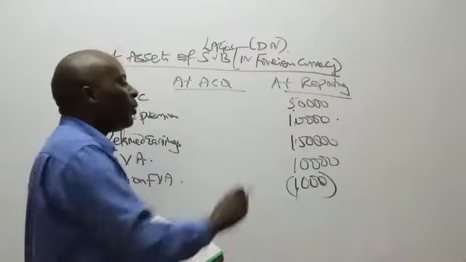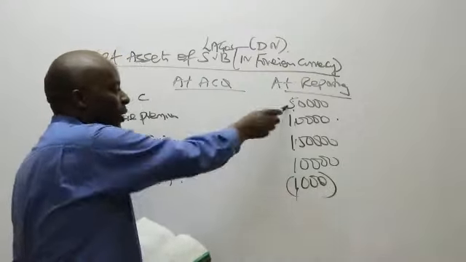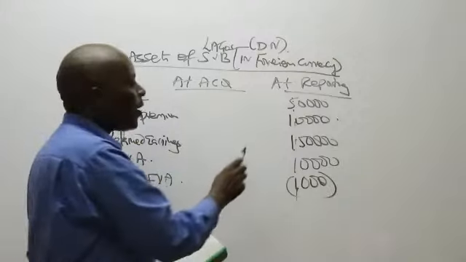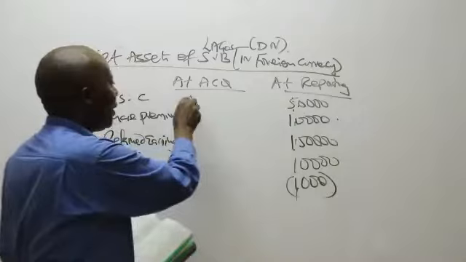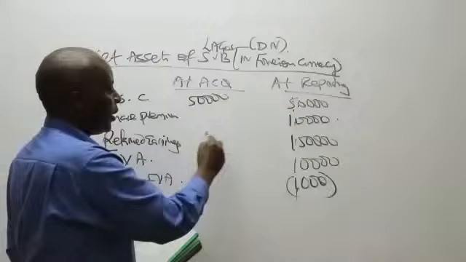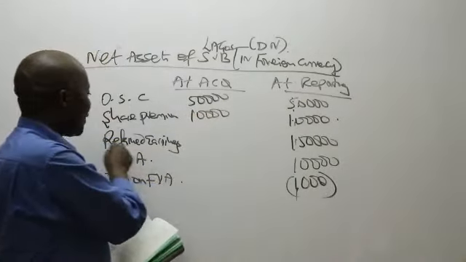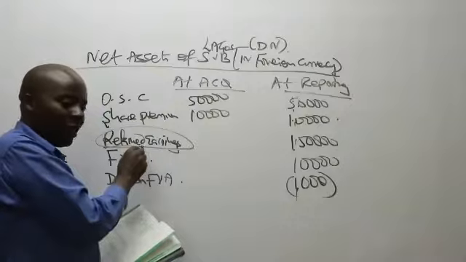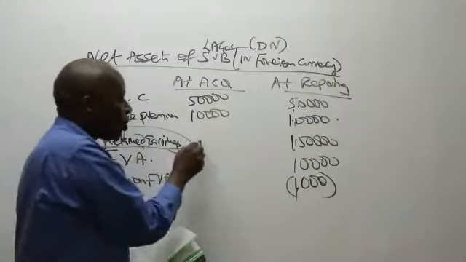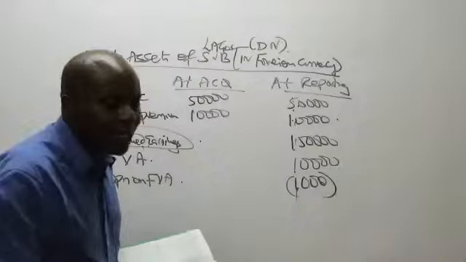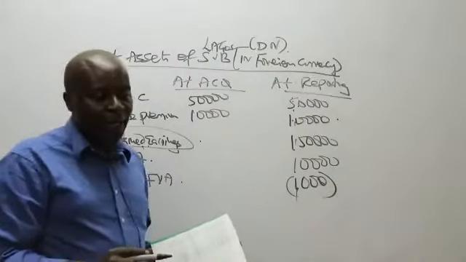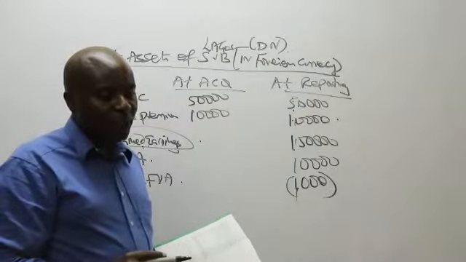Now, I know that most of these things change here. For example, share capital never changes, it stays the same, 50,000. Share premium never changes, it stays the same. But the retained earnings can trip you up. Retained earnings at acquisition is normally given. Are you able to see the retained earnings at acquisition?